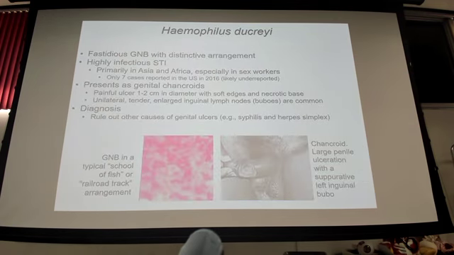H. ducreyi, Haemophilus ducreyi. Anything interesting or remarkable about a gram stain from Haemophilus ducreyi? School of fish arrangement, railroad track arrangement. How does this present? And there's a special name for that ulcer called a chancroid, yes, very good.